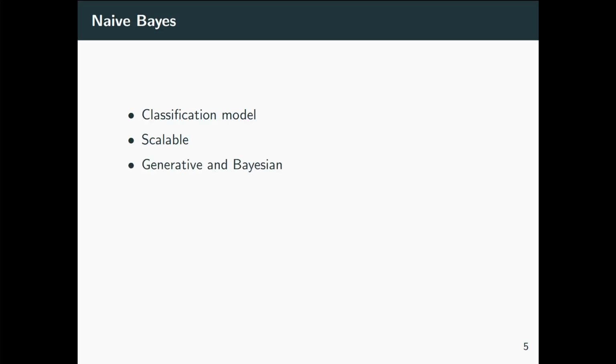And as you would expect from the name naive Bayes, it is indeed Bayesian in nature. It is also something known as a generative model. We'll not discuss generative and discriminative models in this particular lecture. We'll do that in one of the forthcoming lectures.